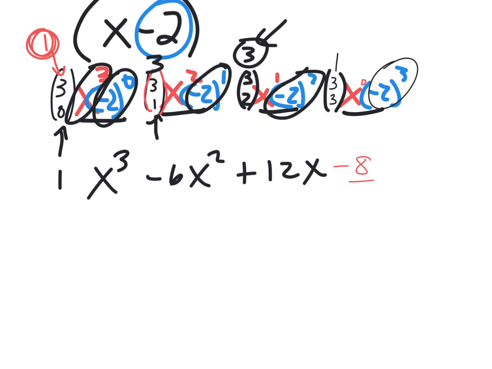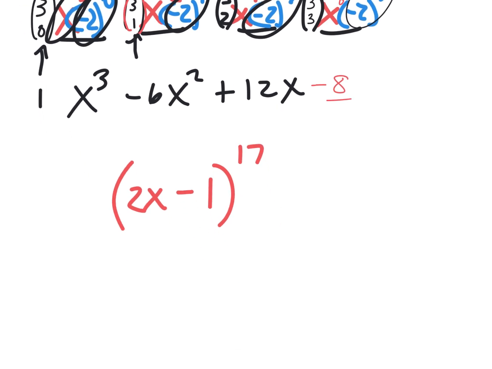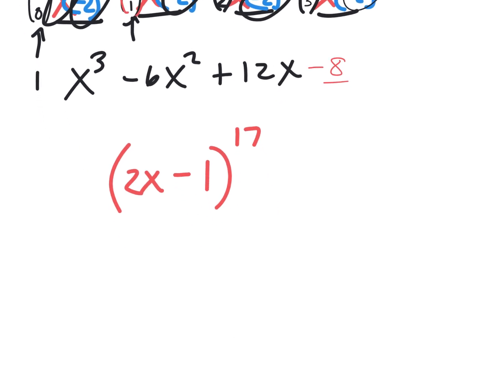So let's do one. Let's say it was 2x minus 1 to the 17th. Would I actually make you do all 17 terms? No, of course not. But I'd like you to think through, what would the first two terms be? Just figure out the first two terms of that. And yes, you may leave your answer with a power in it.